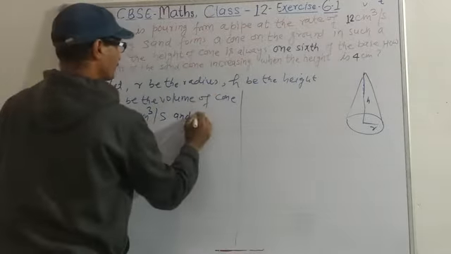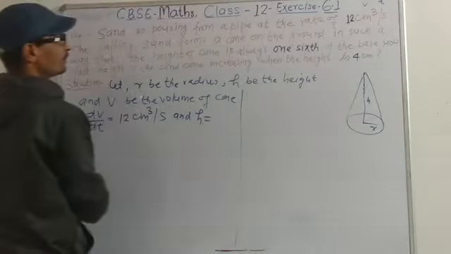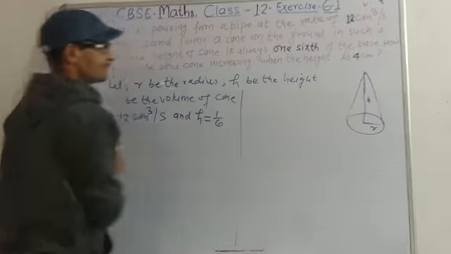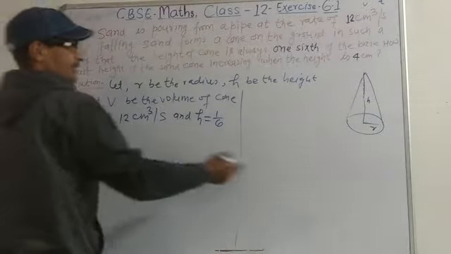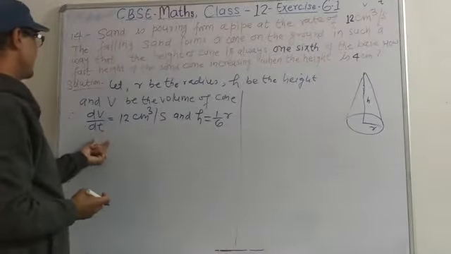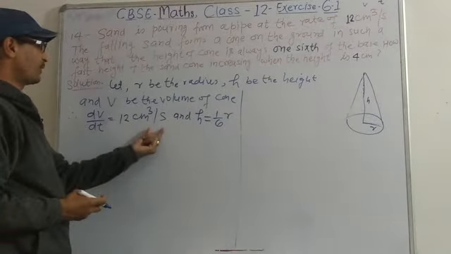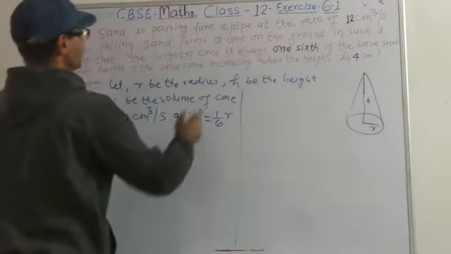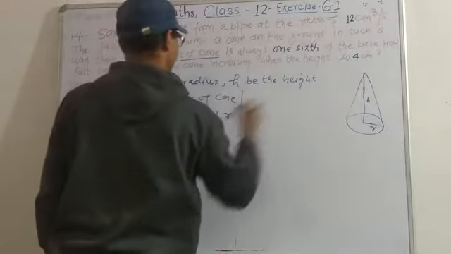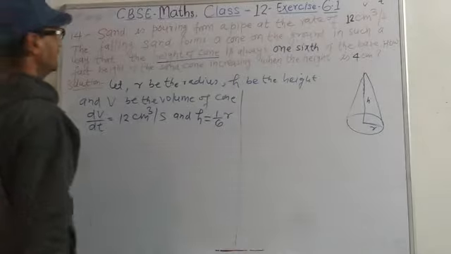Another thing given: the height of the cone h is always 1/6 of the base. Base means the base radius, it is r. So dV by dt is 12 cm³ per second, and h is always 1/6 of the base radius.